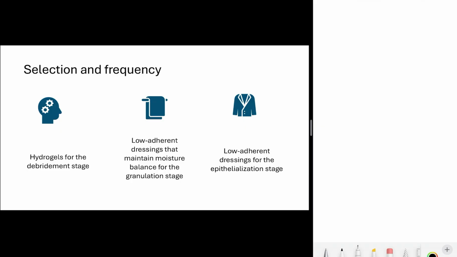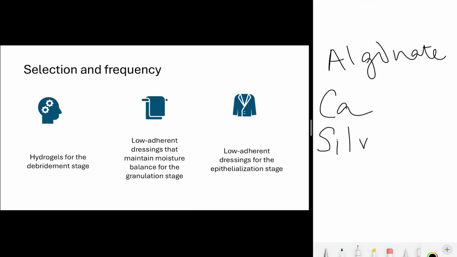Some dressings may impede some aspects of wound healing. They should be used with caution. As an example, alginate dressings have high calcium content, so they may impede epithelialization. And some of the dressings have high silver content and they are potentially cytotoxic and should not be used in the absence of significant infection.